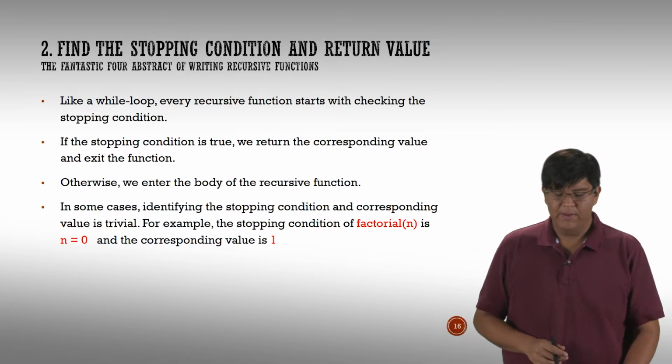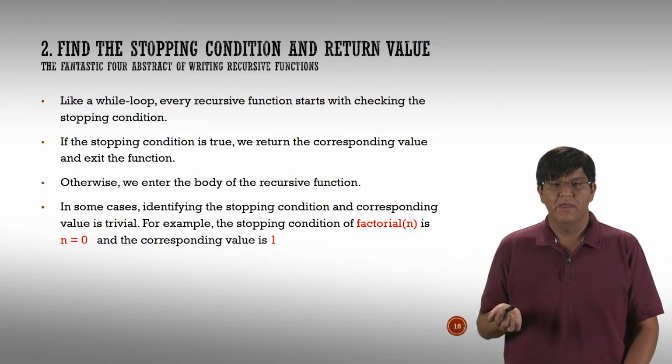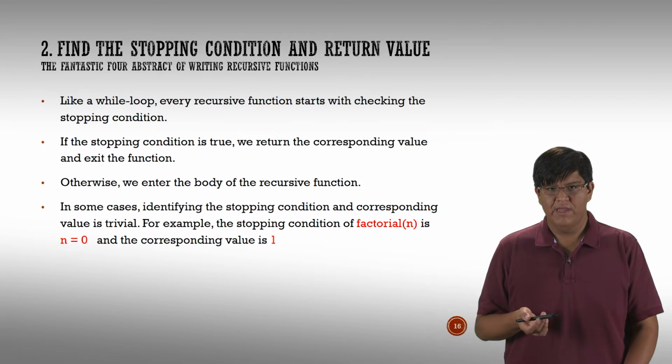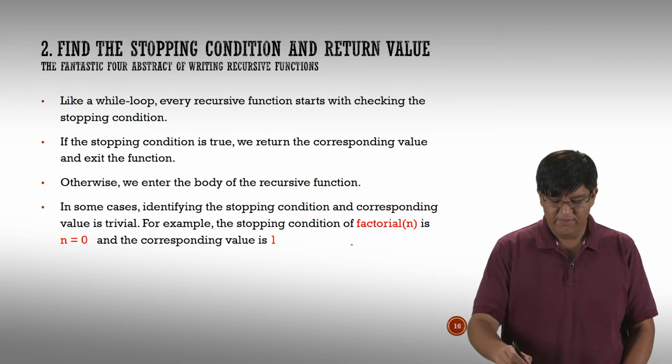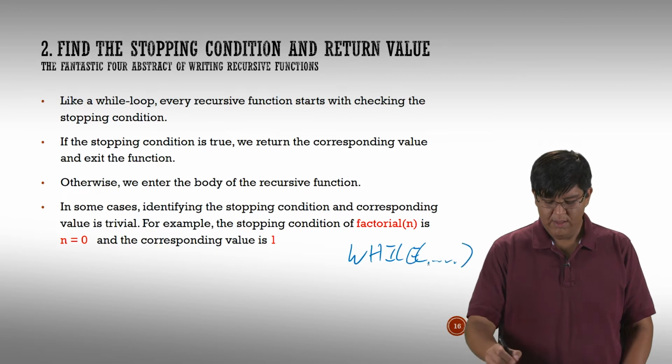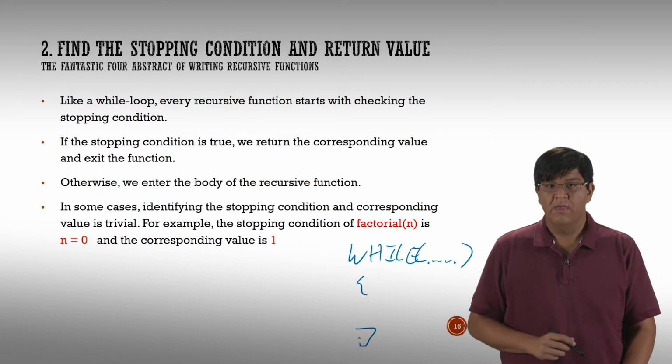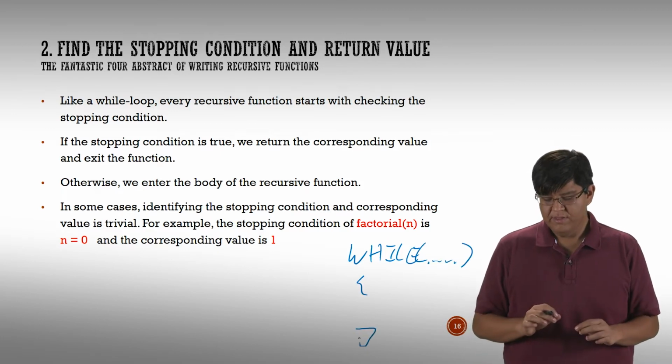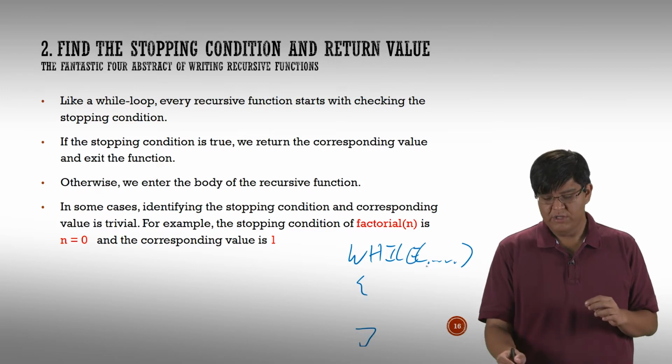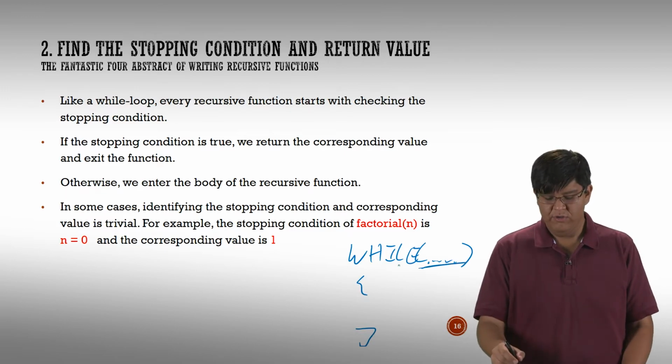All right, so find the stopping condition and return value. This is step 2. You can think of this as being related to a while loop. In a while loop you have a conditional, and inside you have some code. The conditional must be checked before you do the body of it, so that you don't do it too many times.